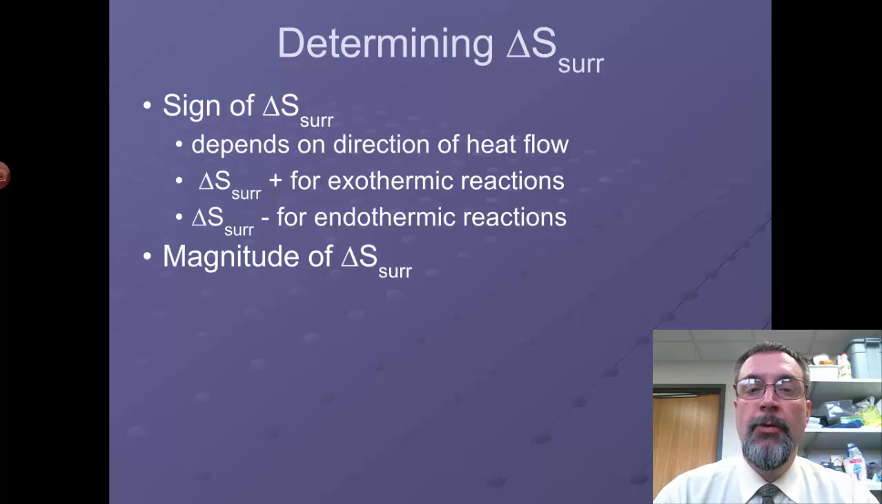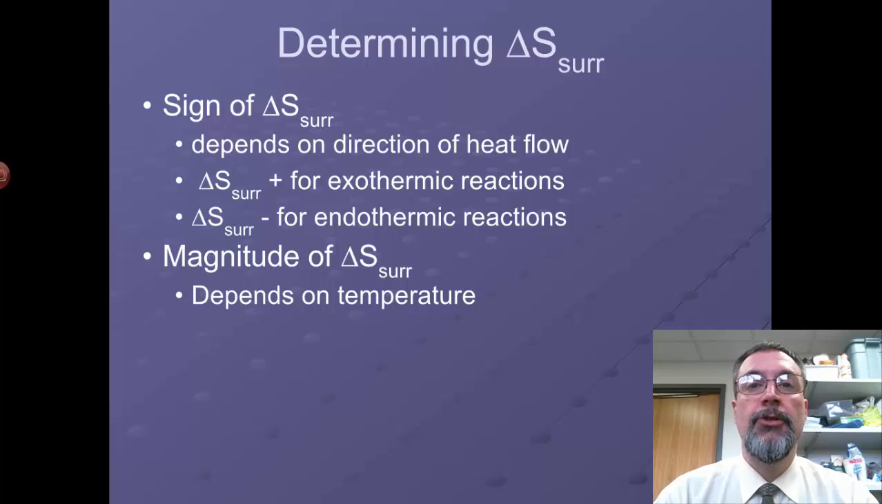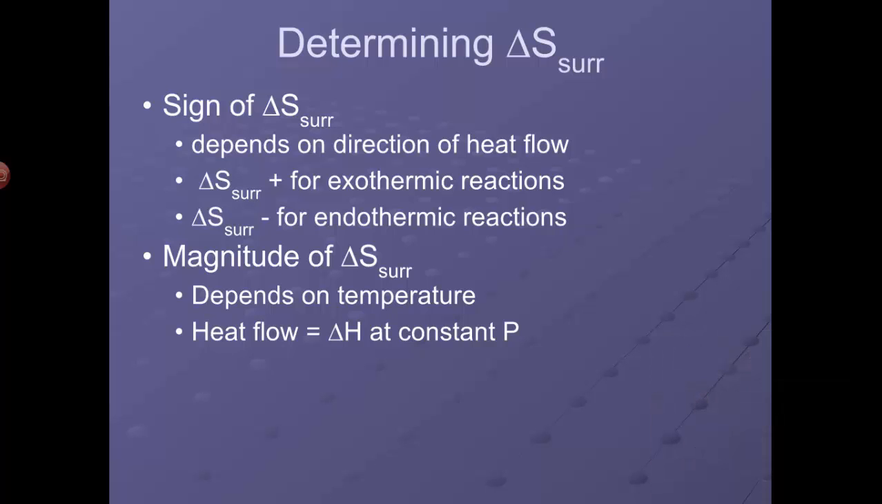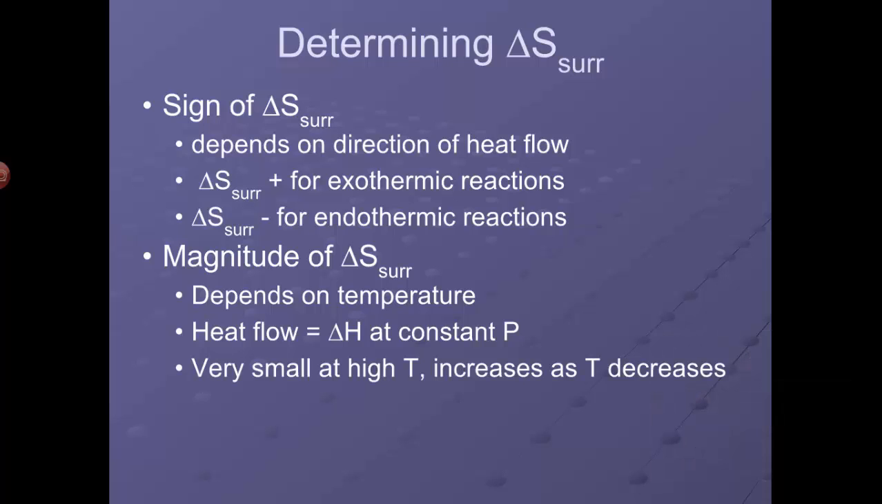The size of the entropy of the surroundings depends on how much temperature change there is and what temperature we're at. So we know that at constant temperature, heat flow is represented by delta H. Okay? So at very high temperatures, the heat flow is not very much. But as you decrease the temperature, the amount of heat flow can change. So there's an inverse relationship between entropy of the surroundings and temperature. And so we can represent that by delta S surroundings is equal to negative delta H reaction over T, the temperature. All right?